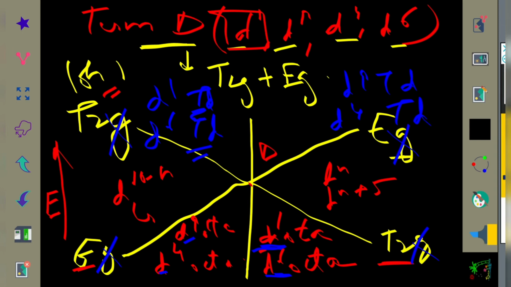Now come to the transition. If you can see very clearly here, there is only one transition possible, right? Transition could be from the T2G to EG, or it could be from EG to T2G, depending upon which type of configuration is there in the complex. If it is D1 octahedral, D6 octahedral or D9 tetrahedral or D4 tetrahedral, then it will be from T2G to EG. It will be from lower energy to the higher energy, and opposite on the other side.